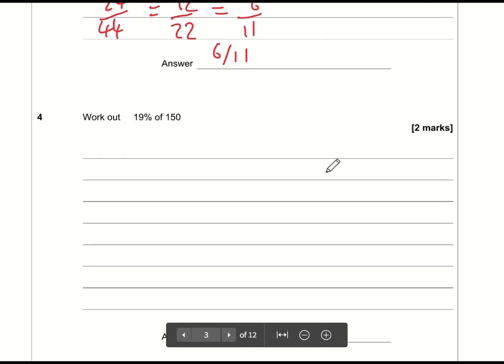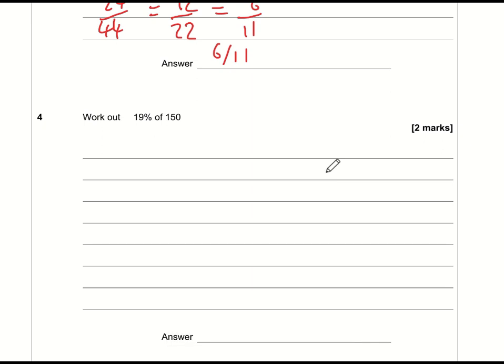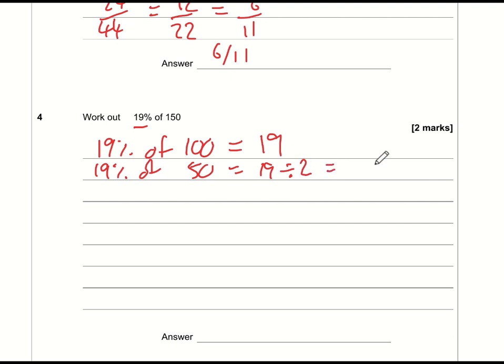Okay, work out 19% of 150. It's quite an unusual percentage amount, a bit of a horrible number. However, what we're working out the percentage of is quite nice. Now, 19% of 100, whenever I ask a student this question, they never seem to be able to give me the correct answer. The answer is staggeringly easy. 19% of 100 is 19. So if 19% of 100 is 19, then 19% of 50 is going to be 19 divided by 2, and 19 divided by 2 is 9.5.